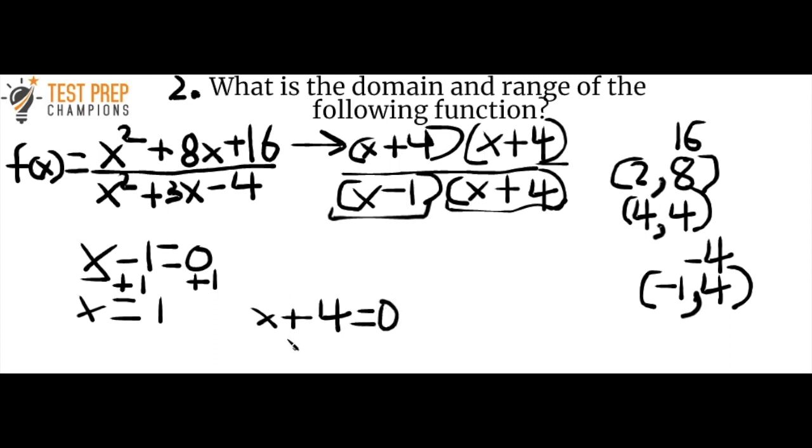So since we've got this plus 4 here, we do the opposite of addition, which is subtraction. And whatever you do to one side, you also do to the other. So we're then left with x equals negative 4. All right, x equals negative 4.